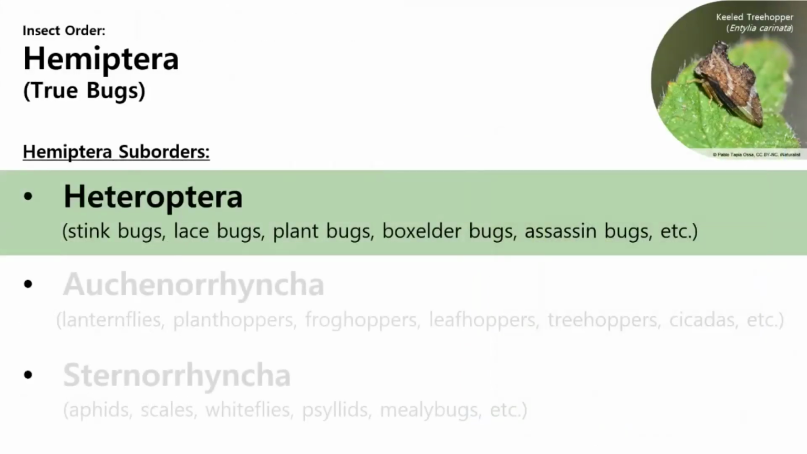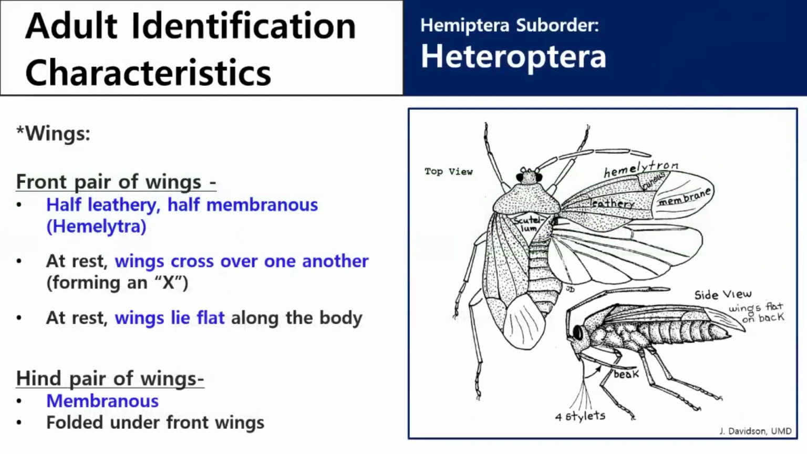And so we're going to delve into our first suborder of Heteroptera, which includes things like stink bugs, lace bugs, assassin bugs, box elder bugs. Now, insects in this suborder of Heteroptera have a very unique front pair of wings or top pair of wings. We call this the hemielytra, and it is half leathery and half membranous, so pretty unique.